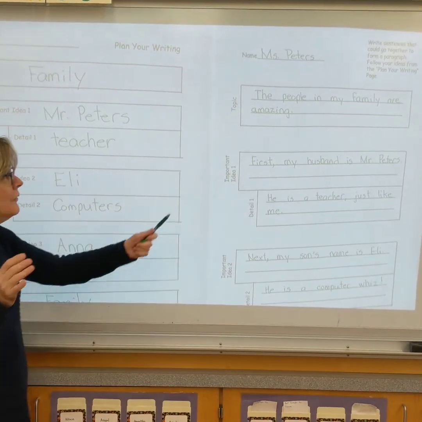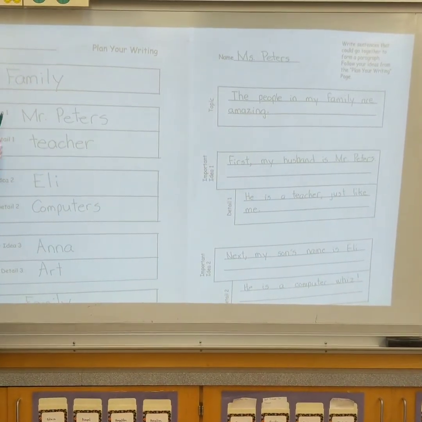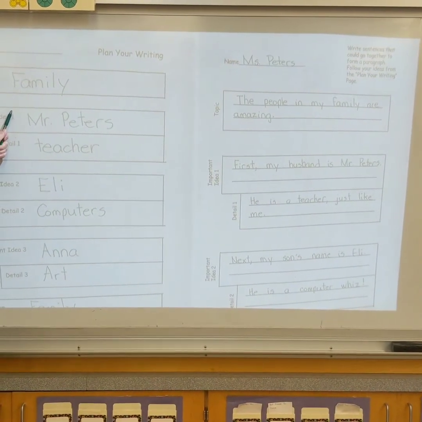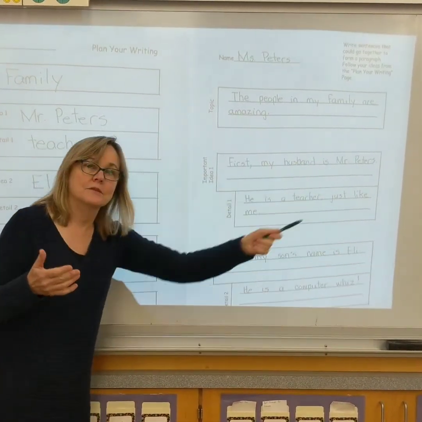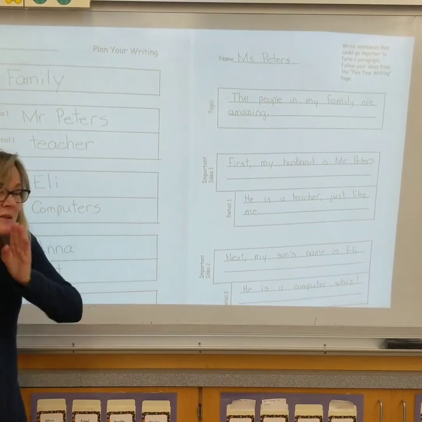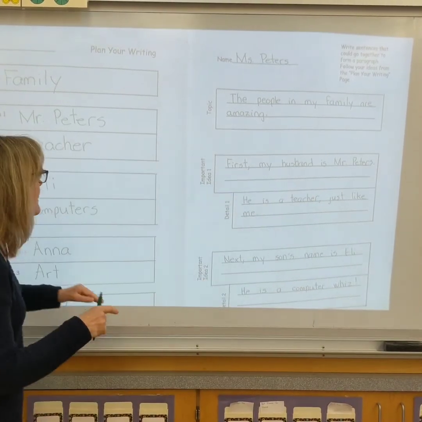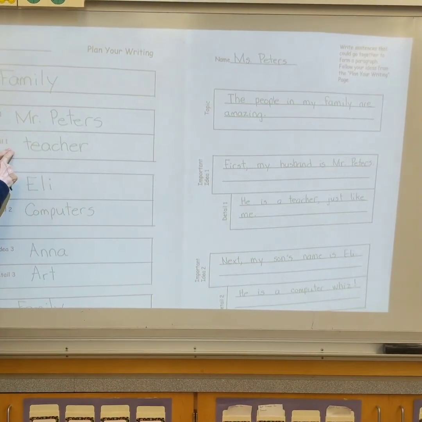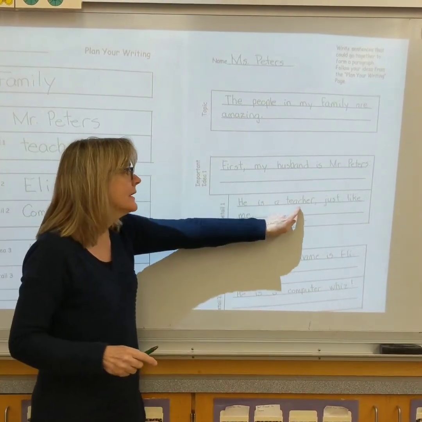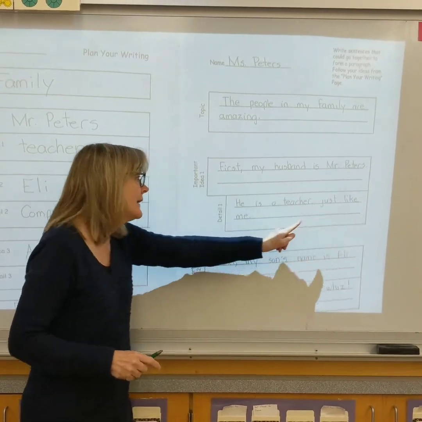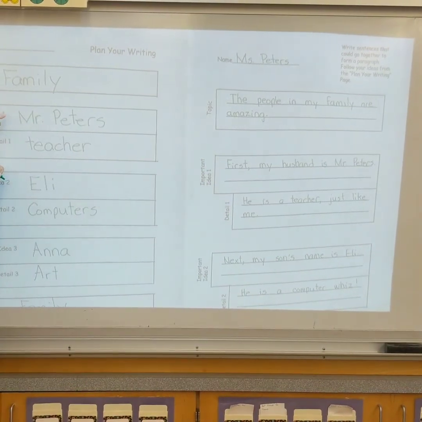So I wrote first, my husband is Mr. Peters. So instead of just writing Mr. Peters, I used my transition word first. My husband is Mr. Peters. I didn't tell he was a teacher in that sentence, did I? That's my detail. I'm going to write a whole new sentence for the detail. Check it out. He is a teacher, just like me. Okay? So 2 separate sentences.